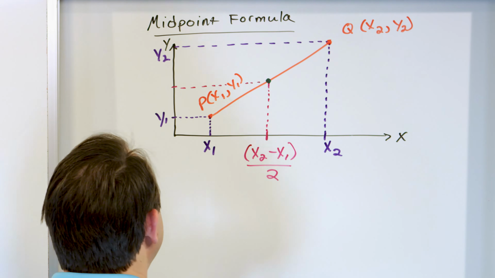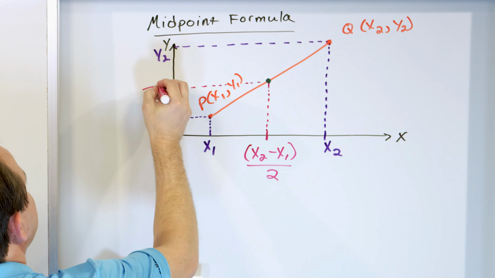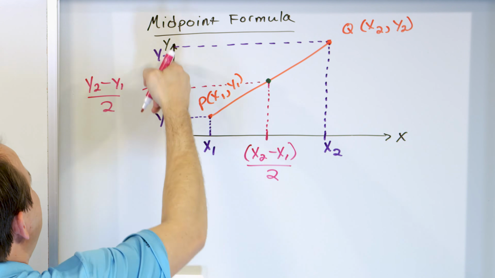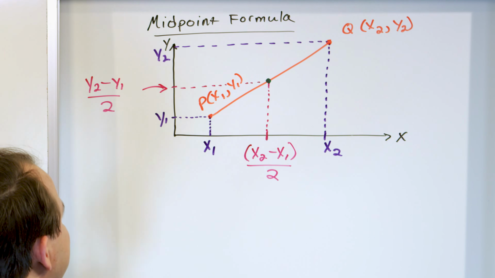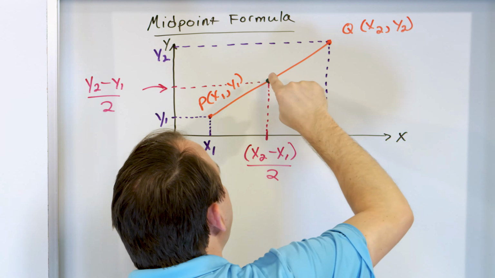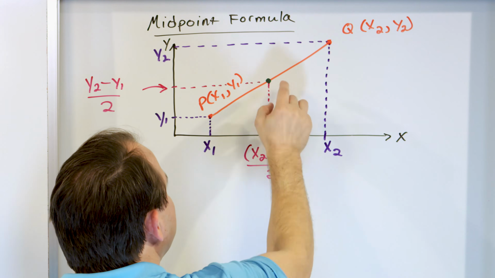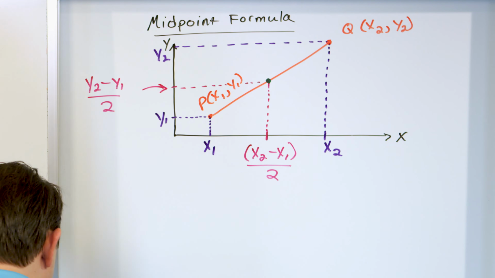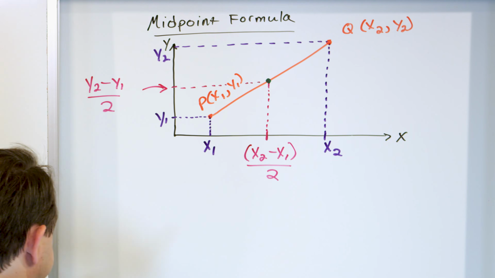And the exact same thing is going to happen over here. The y value here is going to be y2 minus y1 over 2. You just average the y values. So if I give you a point P and a point Q, you can always tell me the midpoint. The midpoint's going to have an average of the x values for the x coordinate and an average of the y values for the y coordinate.